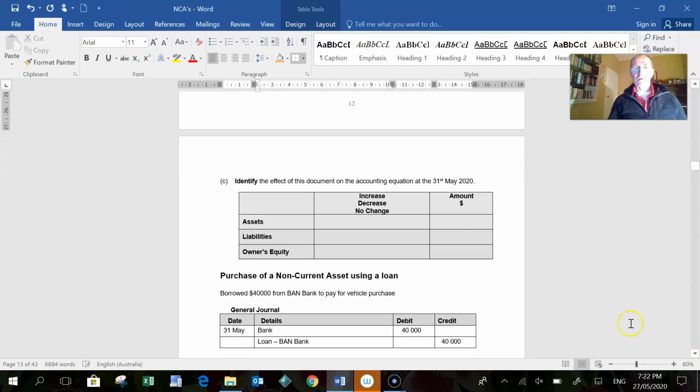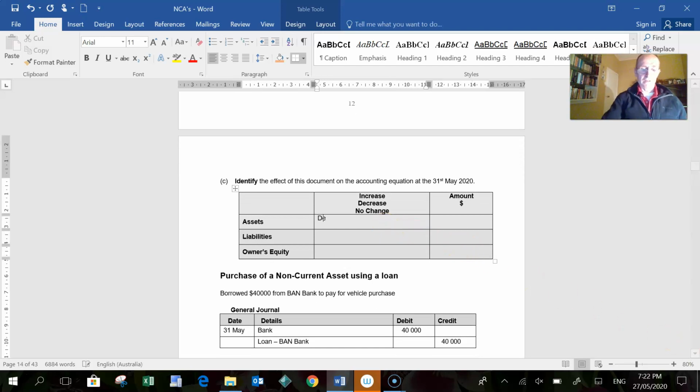All right, so the effect of this document on the accounting equation. So we've obviously got, I'll put it in stages. You've got a decrease in the bank account of 47,124, and you've got an increase of 42,000 being the vehicle. Right, so a net drop there of 5,124. Oops, sorry. There was also the prepayment as well, plus 840. And down here we have the decrease, which is the GST component, which was the 4,284. So the net change here is 4,284 as well.